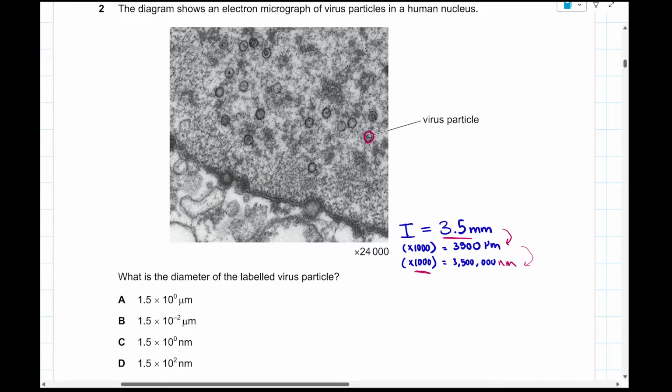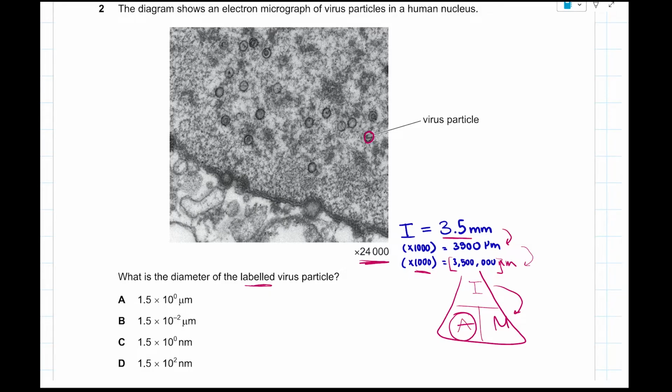Now, what is the diameter of the labeled virus particle? As we all know the magnification formula. Therefore, if you want to find out the diameter of the labeled virus particle, which is the actual size, you have to divide the image size by the magnification. Therefore, we're going to divide this number here by the magnification. Therefore, this is going to give us this number right here. Therefore, this is equivalent to D, if we were to assume that we rounded up.